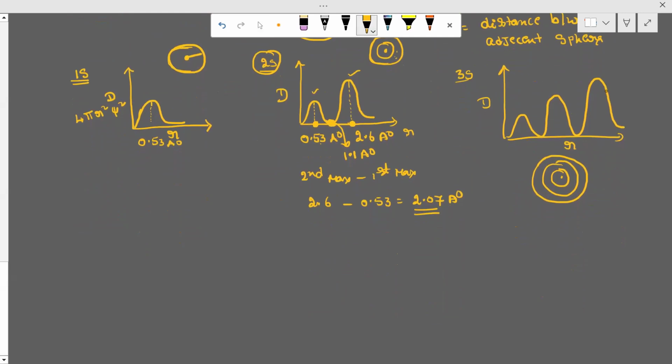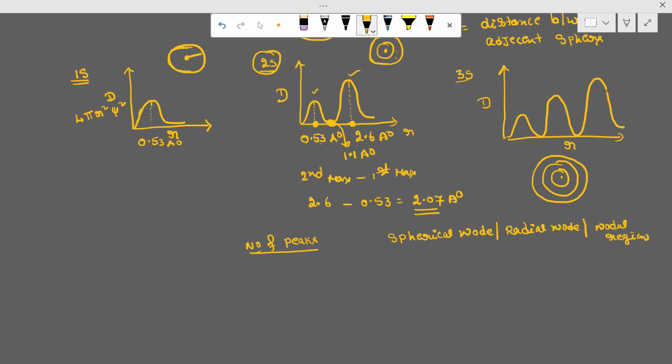Nodal regions, number of peaks, and spherical nodes, radial nodes, which are also called nodal regions. The number of peaks is equal to n minus L. The spherical nodes, or radial nodes, the nodal regions, follow the formula n minus L minus 1.